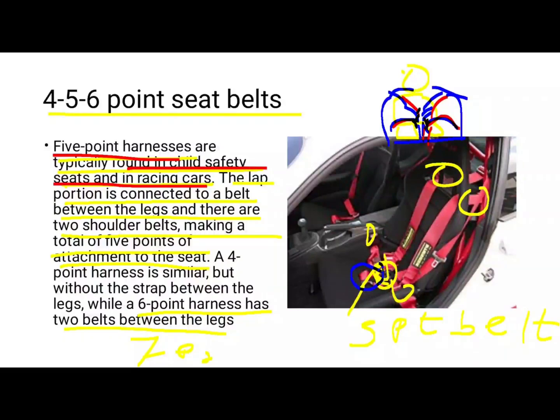So for instance, this is a racing car. Which one, I don't know, I'm not getting it from the figure right now, but this is a racing car where it uses a 5-point seat belt. And the other thing is the child safety seat.